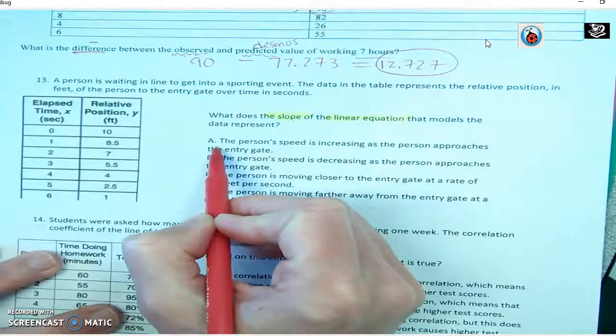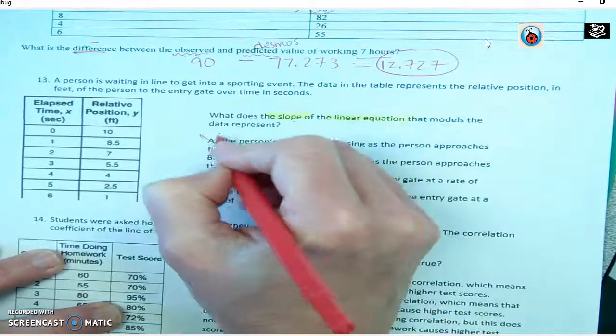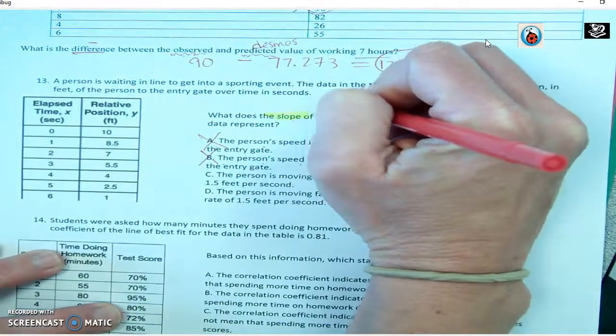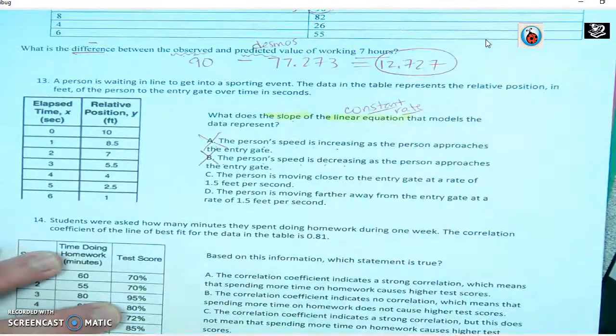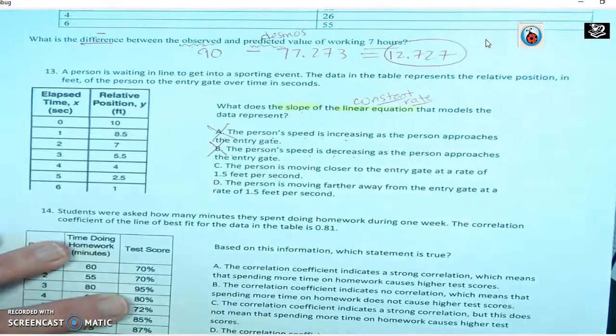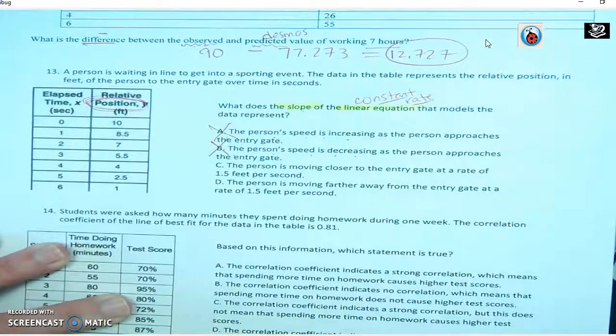So the first one says the person's speed is increasing, the person's speed is decreasing. The person's speed is doing neither because it's linear, which means it's going at a constant rate. It means the speed is staying the same. It's not increasing or decreasing.